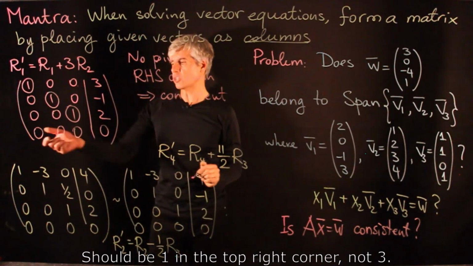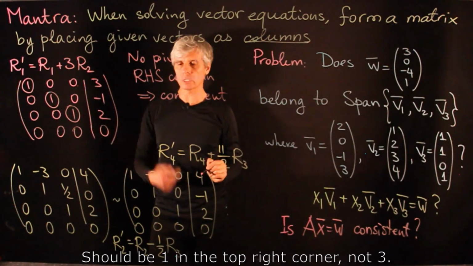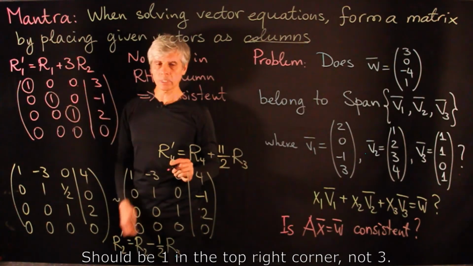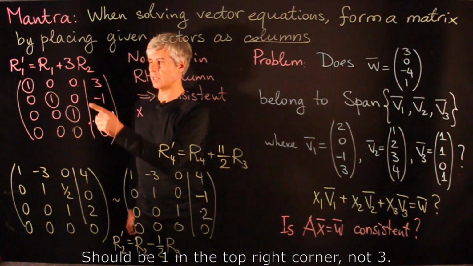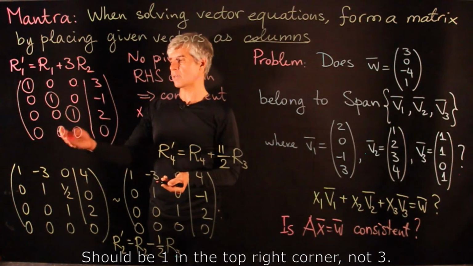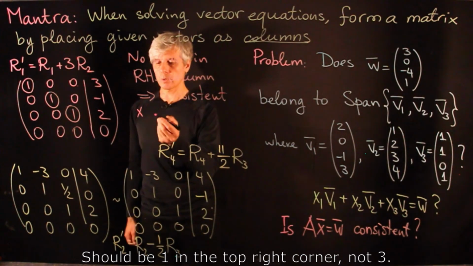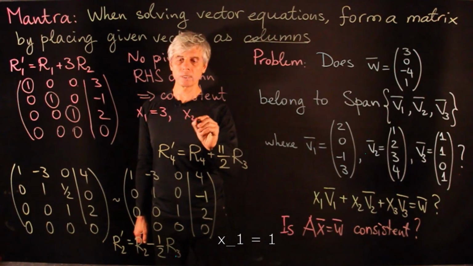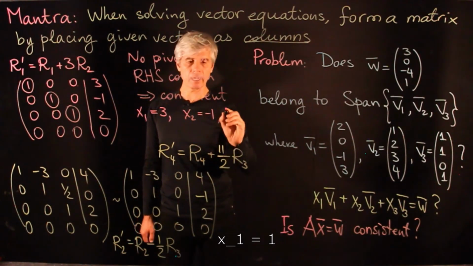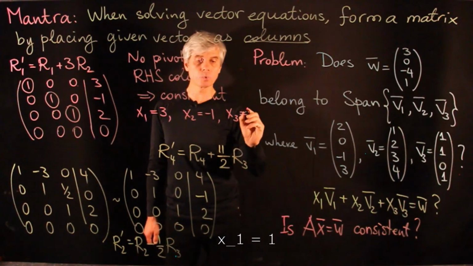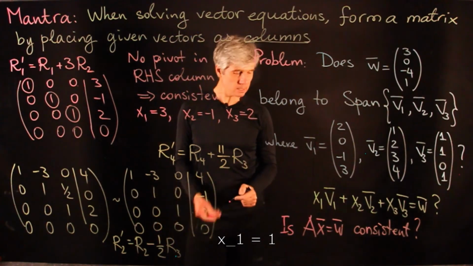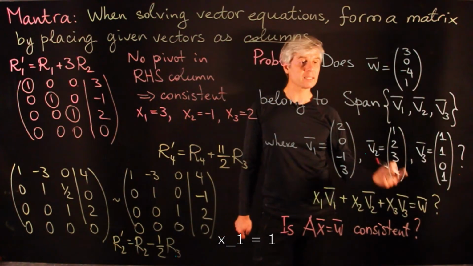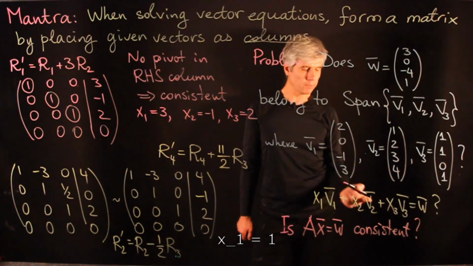So we don't have an equation with a 0 on the left-hand side and a non-zero constant on the right-hand side. And so from here, we read out the values of our unknowns. In this case, we have no free variables, so every variable is a leading variable. So there is a unique solution. We get that x1 is equal to 3, then x2 is equal to negative 1, and x3 is equal to 2. And what this means is that indeed W is a linear combination of V1, V2, and V3.